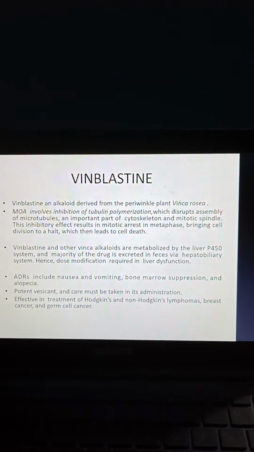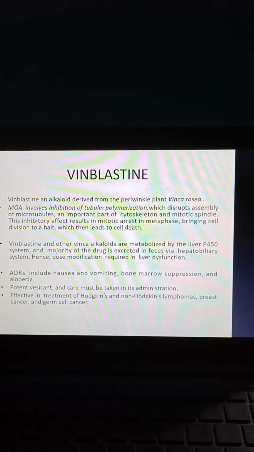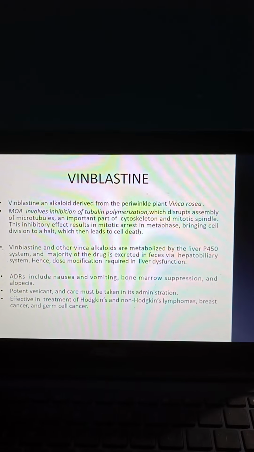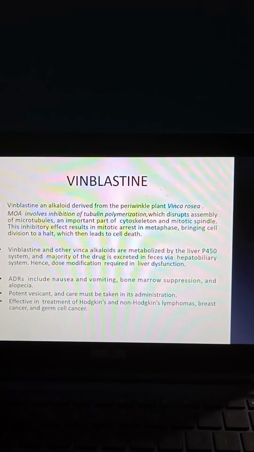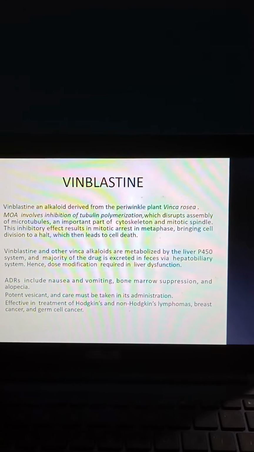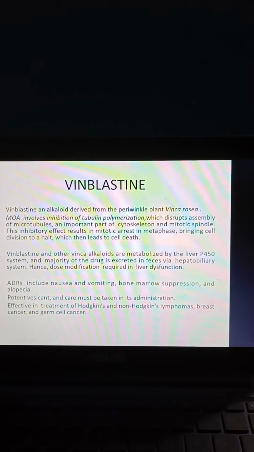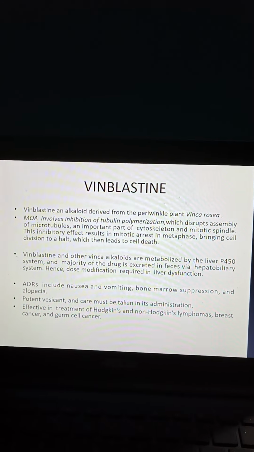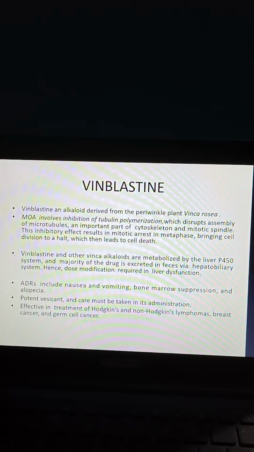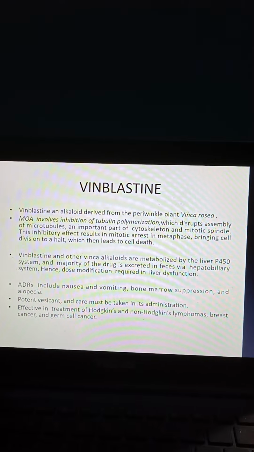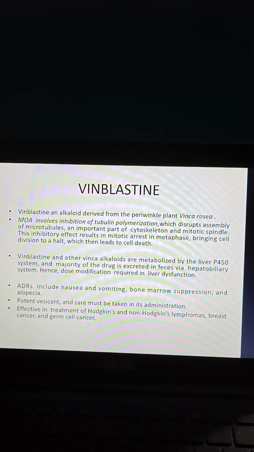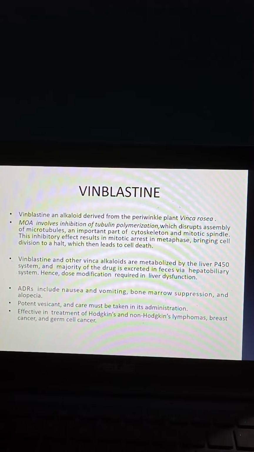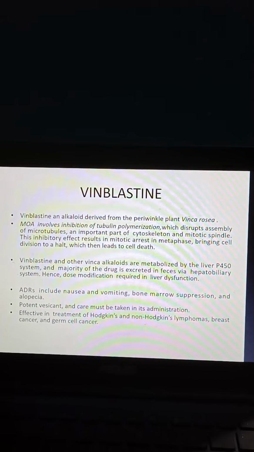Then coming to vinblastine, an alkaloid derived from the periwinkle plant, Vinca rosea. The mechanism of action involves inhibition of tubulin polymerization, which disrupts assembly of microtubules, an important part of the cytoskeleton and mitotic spindle. This inhibitory effect results in mitotic arrest in metaphase, bringing cell division to a halt, which then leads to cell death.